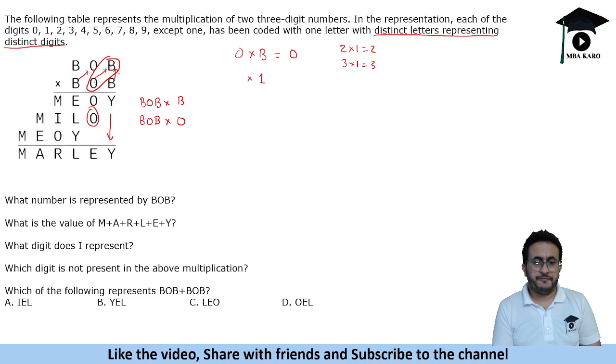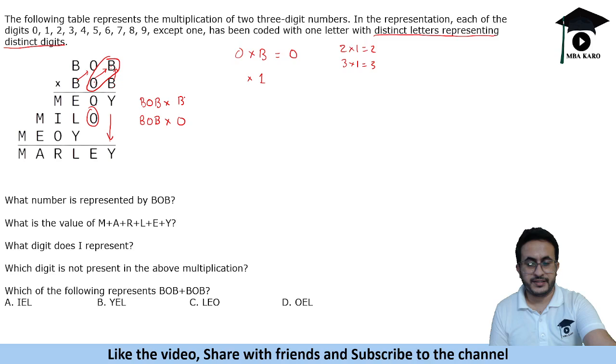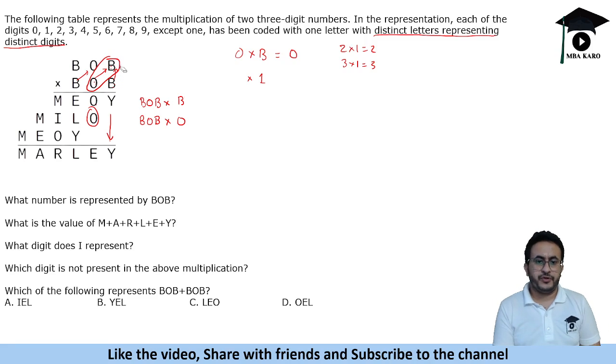Now we will see these cases and try to figure out if B was 1. B into B, 1 into 1 will be 1, but it says distinct letters represent distinct digits, so B cannot be 1. B can't be 1 because this should have been 1 here. Also, if B is equal to 1, then Bob multiplied by Bob should have been Bob only, so that is not possible.